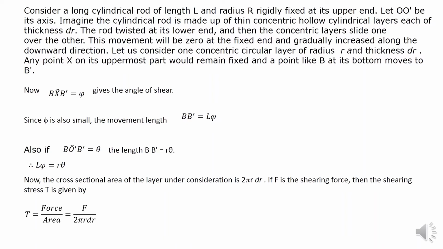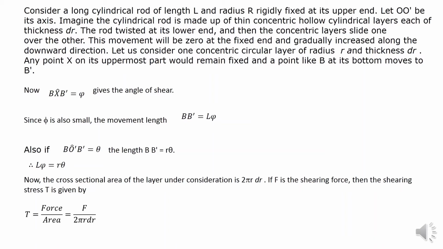Let us consider one concentric circular layer of radius r and thickness dr. Consider any point X on its uppermost part, which would remain fixed, and a point like B at its bottom, which moves to B'. From the diagram, angle BXB' is equal to phi, which gives the angle of shear. Since phi is small, the length BB' can be equated to L into phi. Also from the diagram, angle BO'B' is equal to theta, and hence the length BB' is equal to R into theta. Equating the two, we get L phi is equal to R theta.